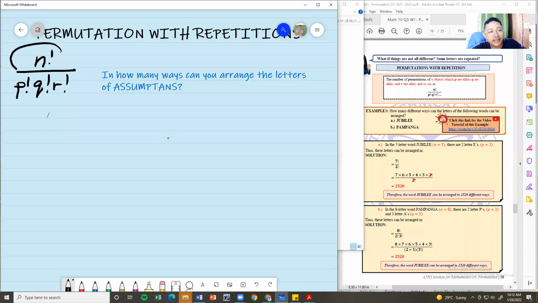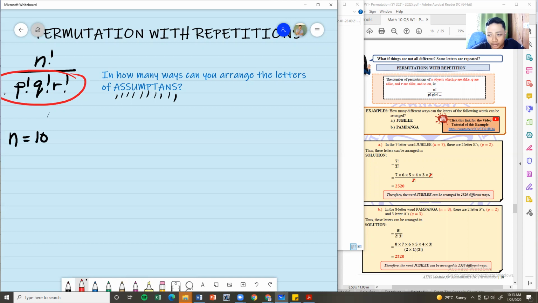In here, the N talks about the total number of entries or the total number of outcomes in the event. For example, in assumptans, it is the total number of letters. So we have 1, 2, 3, 4, 5, 6, 7, 8, 9, 10. Your N here is 10. Can you follow? Now, what about this P, Q, and R? P, Q, and R are just variables, so it depends on you what letter you assign to each repeating letter.